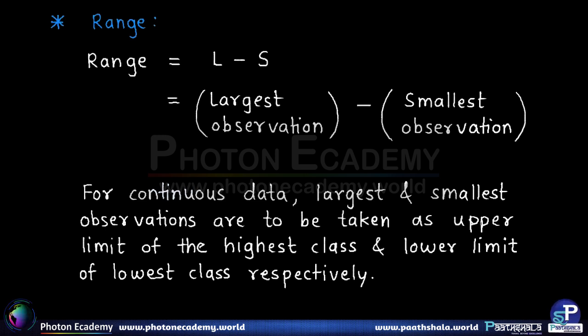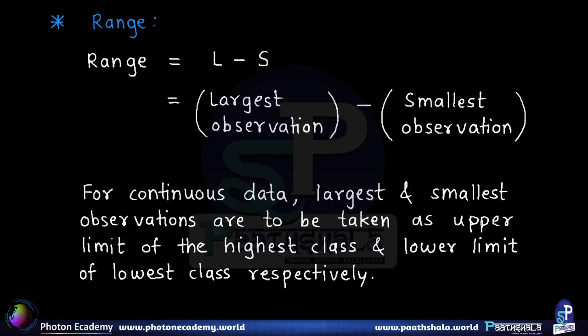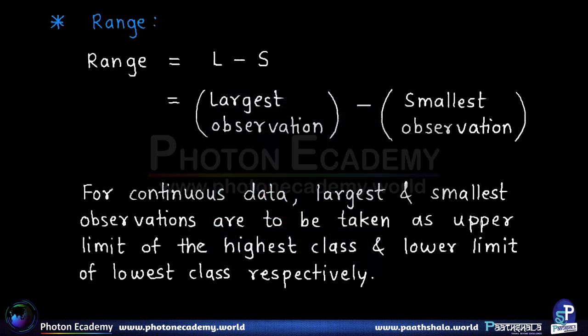But in case of continuous data, since we don't know the actual values of the observations, but we just know how many observations are present in which class, therefore the comment is mentioned here that for continuous data, largest and smallest observations are to be taken as the upper limit of the highest class and the lower limit of the lowest class respectively. By convention we take these values for L and S. Okay, so let us solve a few sums based on that.